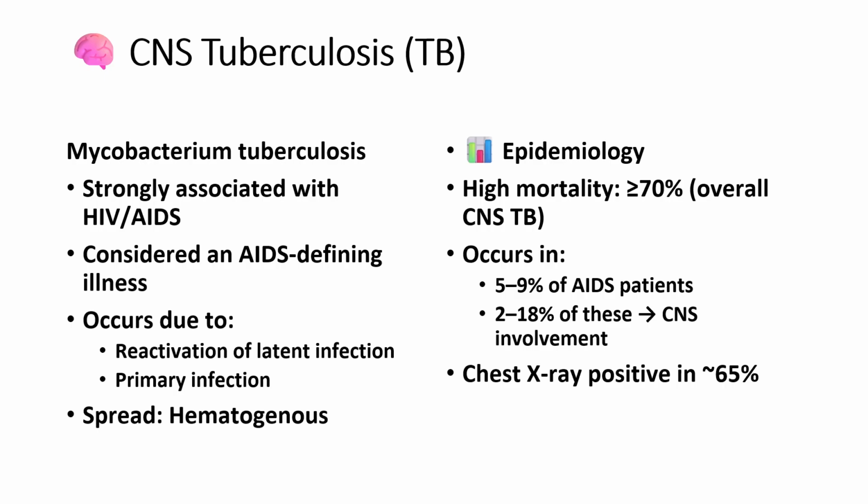Epidemiology: there is high mortality associated with CNS tuberculosis, more than 70% of cases. It occurs in 5 to 9% of AIDS patients, and 2 to 18% of them have CNS involvement. Chest X-ray is positive in 65% of the cases.